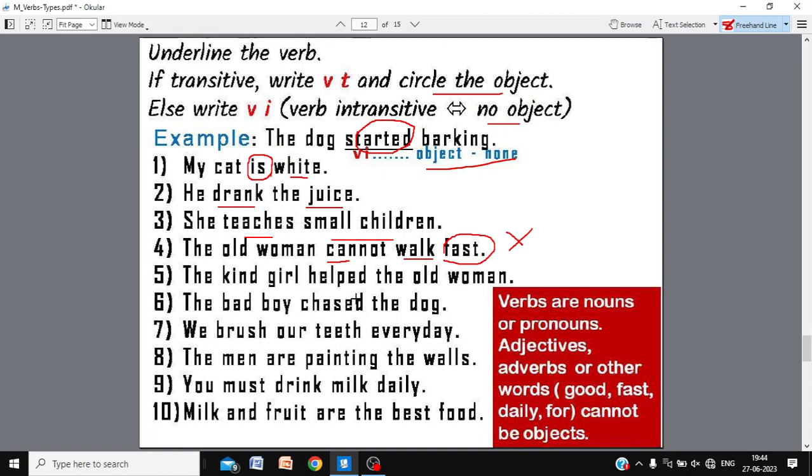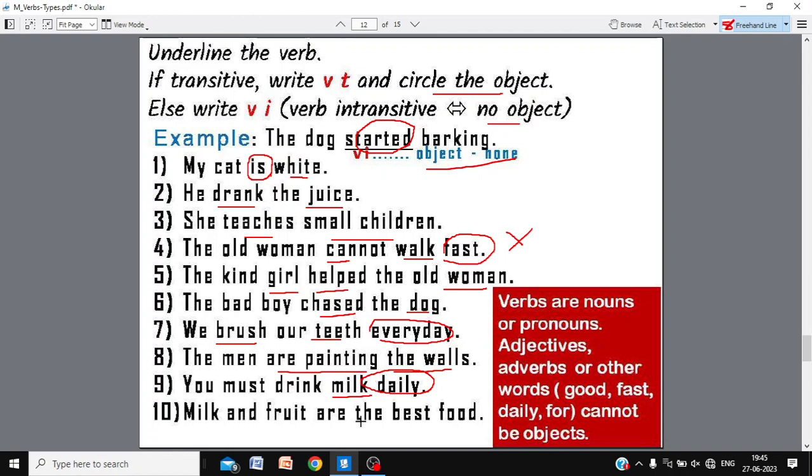The kind girl helped the old woman. Girl subject, helped verb, and woman object. The bad boy chased the dog. Chased verb, dog is the object. We brush our teeth every day. Brush is a verb and teeth object. Every day is an adverb. The men are painting the walls. Are painting, that is a verb. The walls object. You must drink milk daily. Milk is the object and daily is the adverb of time.